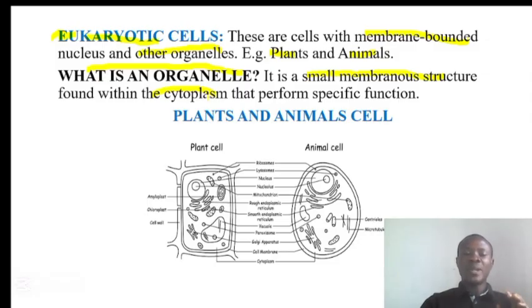So within the cytoplasm, you have the mitochondrion, you have chloroplast, you have nucleus, you have ribosome, you have endoplasmic reticulum, you have Golgi apparatus, you have chloroplast as in the case of plants, etc. that perform specific functions. So on this slide, we have the structure of a plant cell, and we have the structure of an animal cell. You can pause this video and learn how to label it correctly before you move to the next slide.